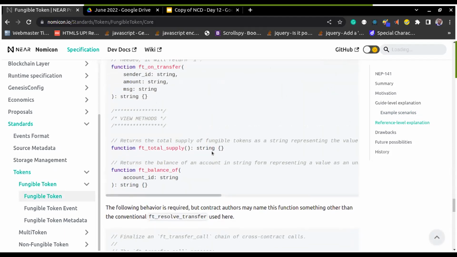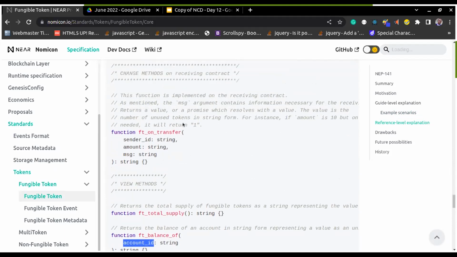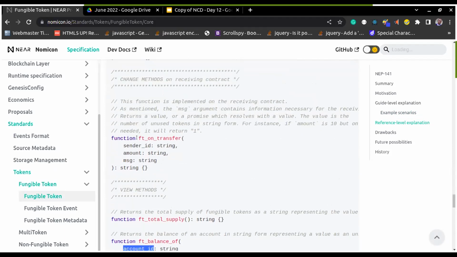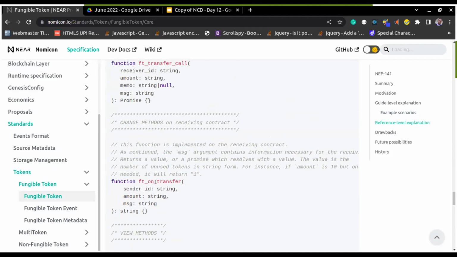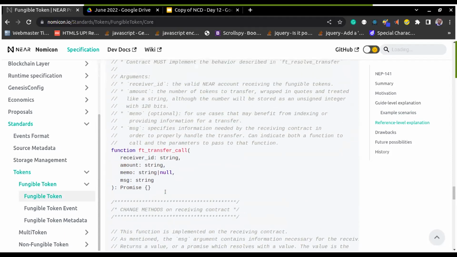So we need a method to be able to check the fungible token's total supply, and the fungible token balance given an account ID. So given an account ID, you're basically able to check their balance. Then you also need to do the transfer. So if you're sending some tokens from one address to the other, this is the function that should be used: fungible token or FT transfer.